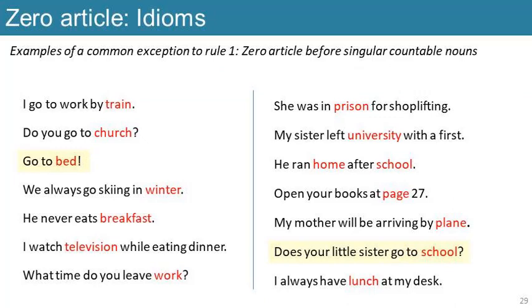This zero article usage can be explained by the fact that, in many cases, it is not a singular thing that is being referred to. Instead, the reference is to a more generalized understanding of what the noun entails. So, "go to bed" means something like, it's time to sleep. And in "does your little sister go to school?" the questioner is not thinking of the building, but is asking a more general question about whether the little sister has yet started formal education.